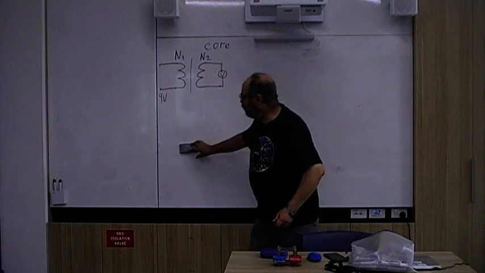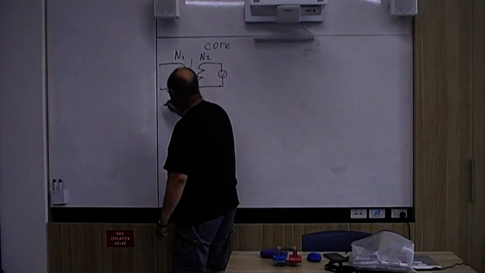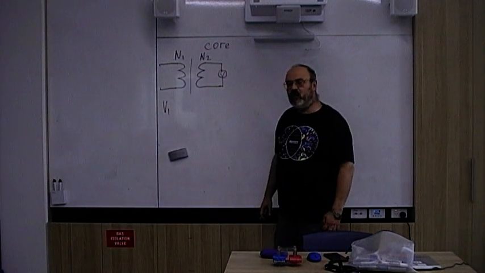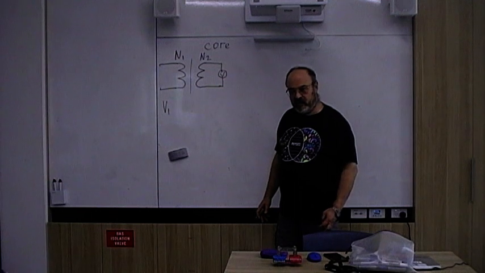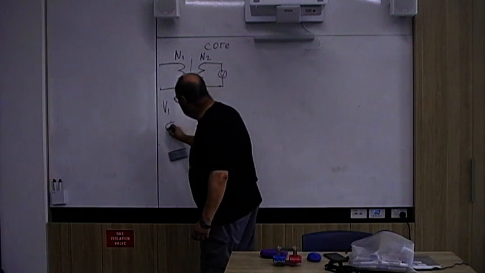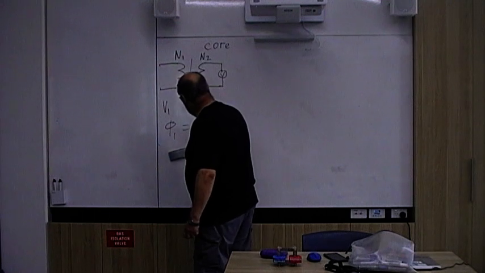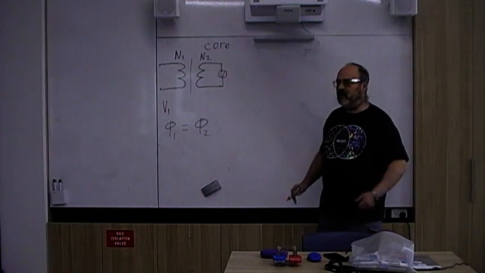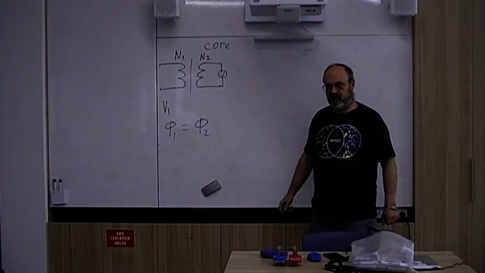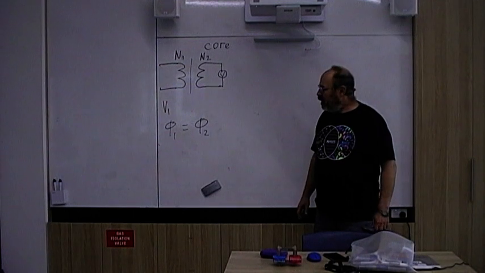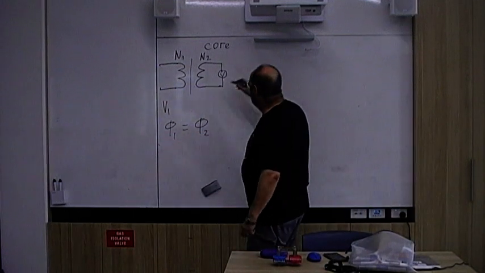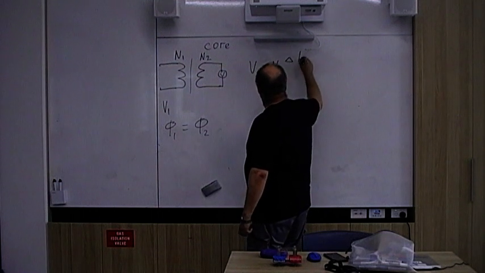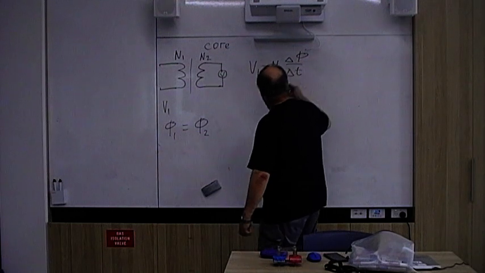And here we have voltage 1. Because the flux will be the same, F1 equals F2. As I'm saying, we consider no flux going anywhere else. All flux created by the primary coil goes through the secondary. And we will have voltage 1 equals N1 times the rate of change of the flux.